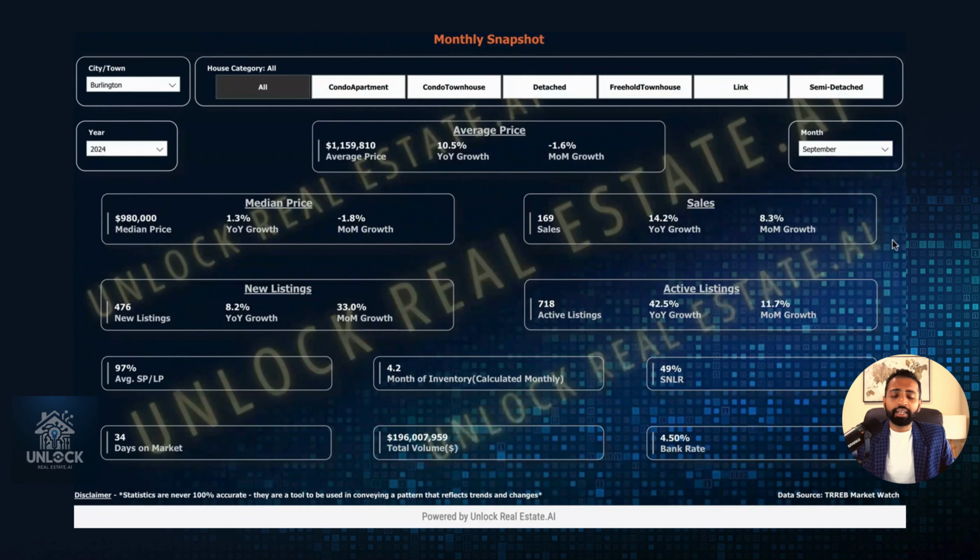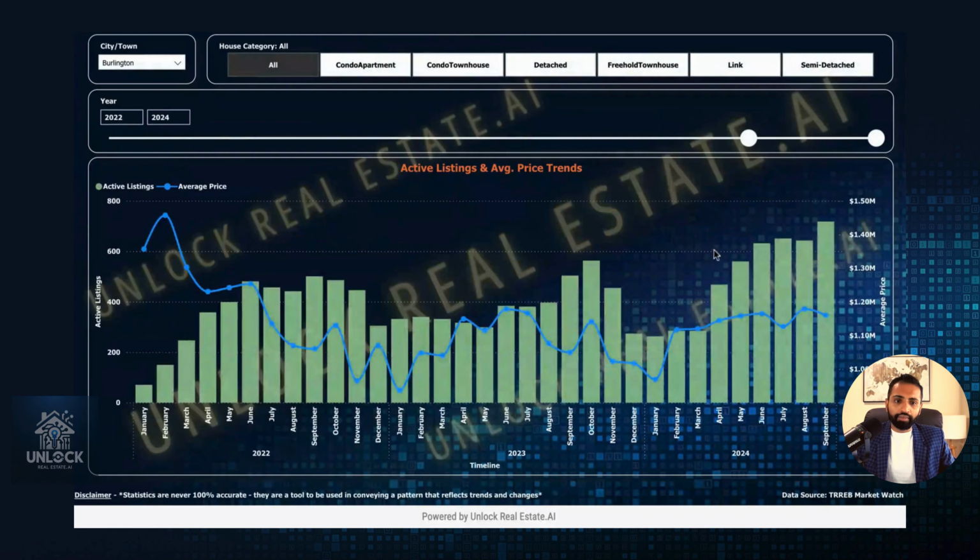In overall sales activity, we have seen 169 properties exchange hands, which is up 14.2% year over year and 8.3% month over month. For sure, we have seen a little bit of an uptick in sales activity, but at the same time, active listings are also joining the game at the same level. As you can see on the screen, there are 718 active listings sitting on the market right now, which is up 42.5% year over year and 11.7% month over month. And let me show you the graph of the active listings as well.